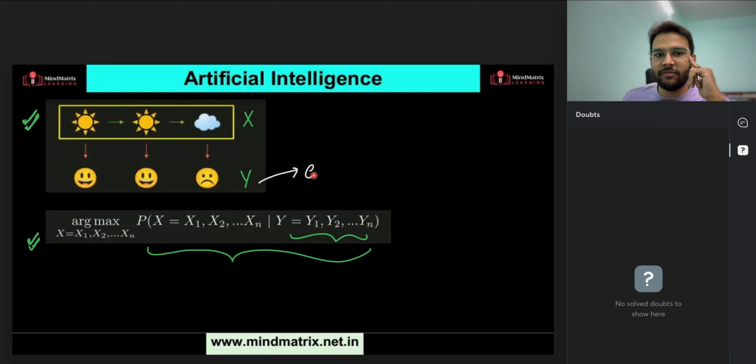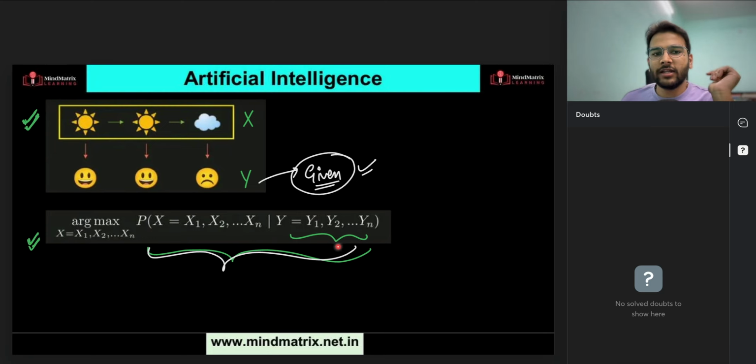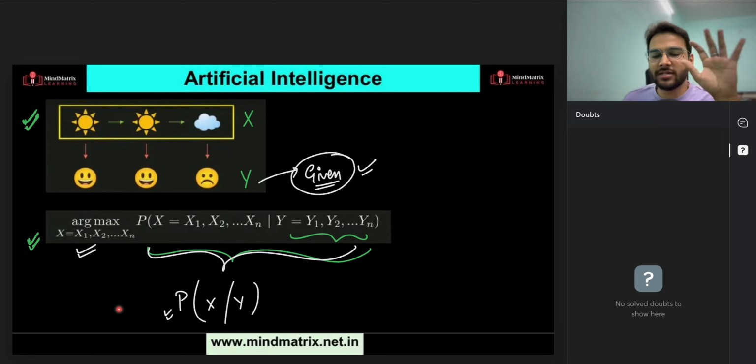See, this part is given to you. Simply this mood is given to you, right? You know the mood on all 3 days. You are trying to find out the most likely weather sequence. So ultimately, you are basically trying to find the probability of x given y. For each weather sequence, you are going to find it out, and whichever gives you the maximum probability is going to be the most likely weather sequence. I hope now it is crystal clear what the problem statement is and what we are trying to do.